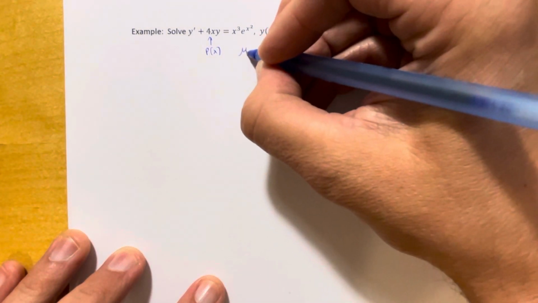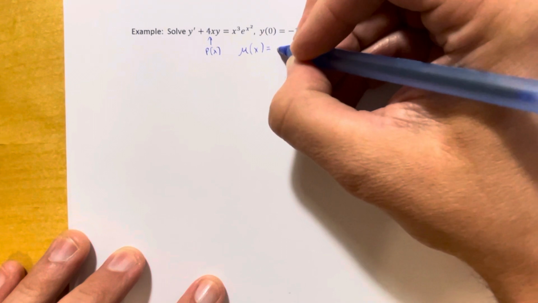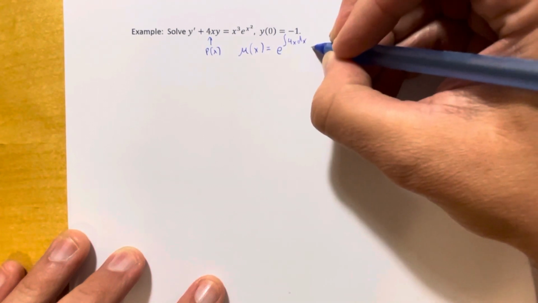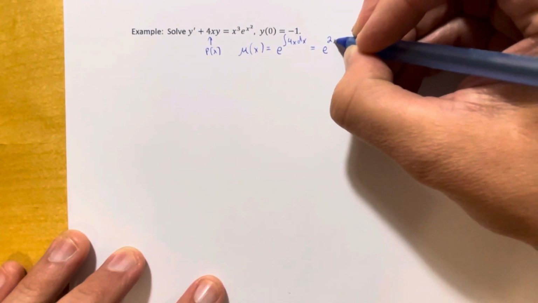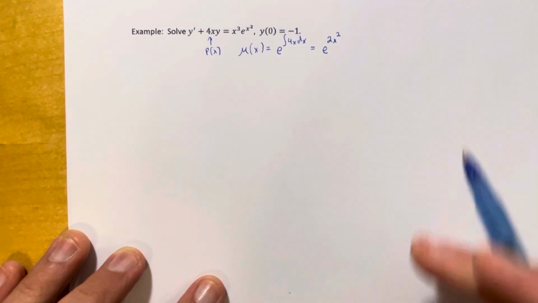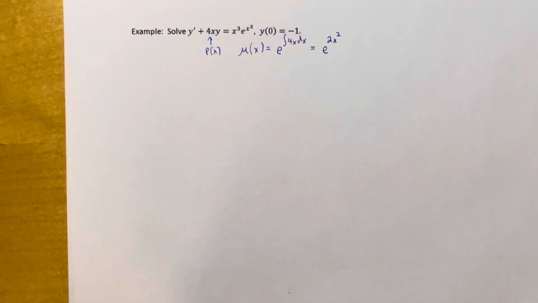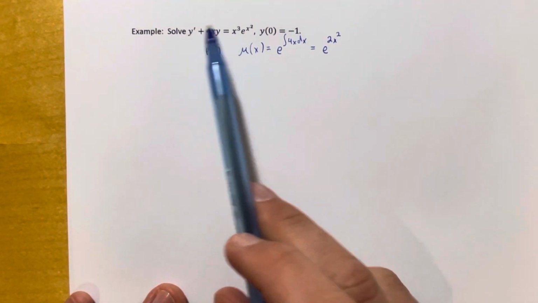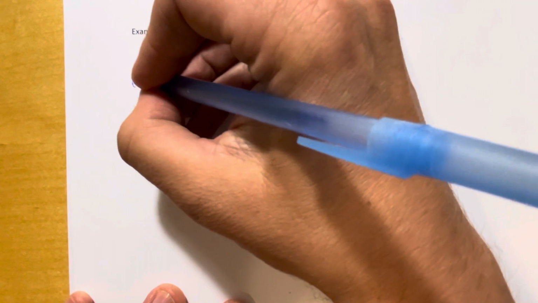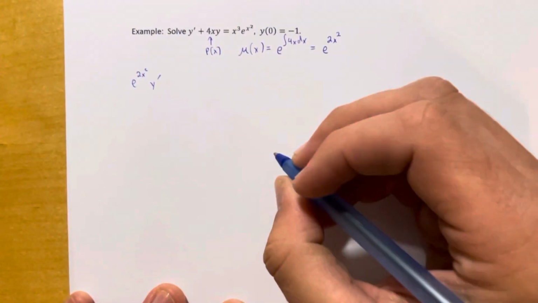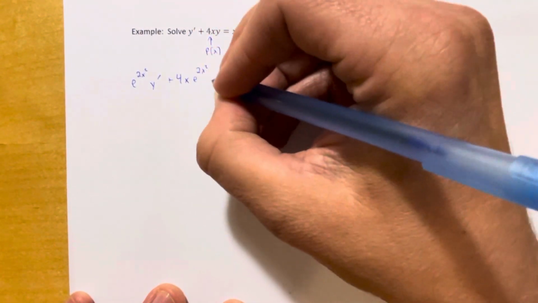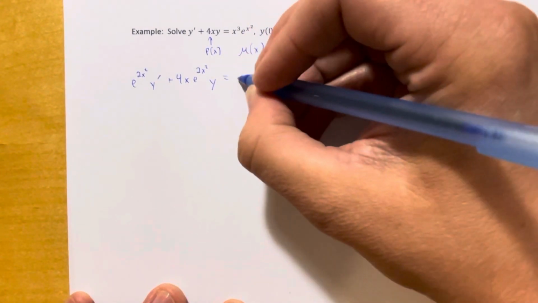So that means my integrating factor, mu of x, is equal to e to the power of the integral of that function, 4x dx, which would be equal to e to the 2x squared power. And again, remember, we don't really need the plus c there, because this is a totally usable integrating factor just as it is. So now what I want to do is multiply both sides of this DE by this, e to the 2x squared. That's going to give me e to the 2x squared y prime plus 4x e to the 2x squared y equals x cubed.